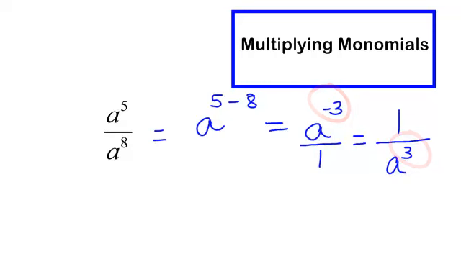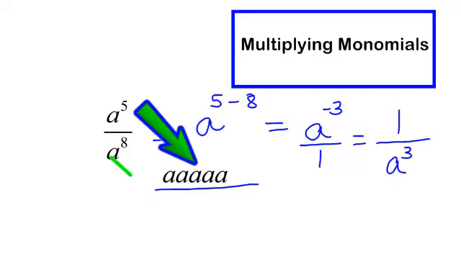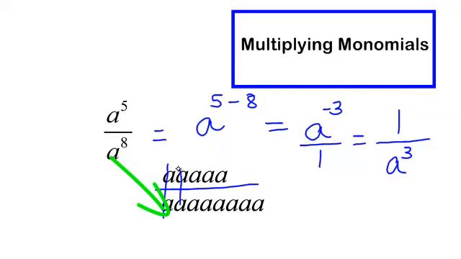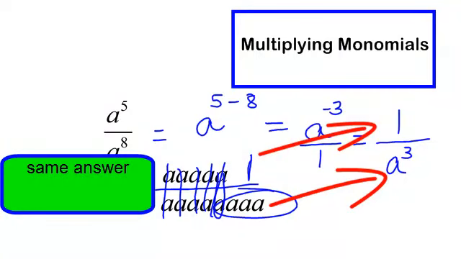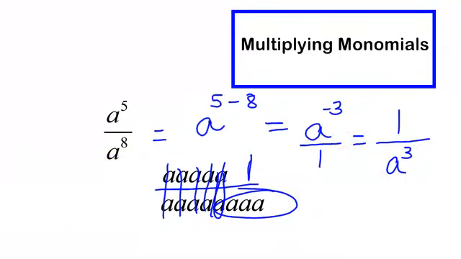But do you believe that a to the fifth divided by a to the eighth is that? Then when I do a little bit of canceling, I'll just have 1 left in the numerator and a to the third in the denominator. Same answer. You can look at that problem and know that our a's are going to be left in the denominator. But we do need to know our rules because sometimes there are problems that are not this simple. So let's go over our rules real quickly.